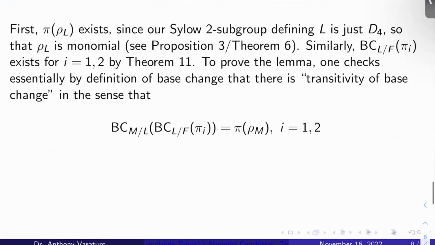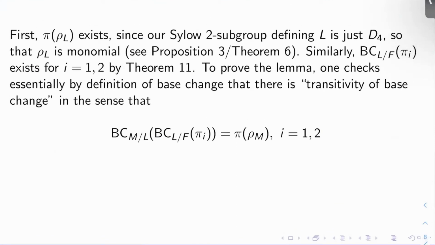Okay, perfect. To prove the lemma, the first thing you do is you check, pretty easily and by definition of base change, that there is a transitivity of base change in the following sense. If I take the base change from L to M of the base change from F to L of pi sub i, that is just pi of rho sub M, as you might expect, for both i's.